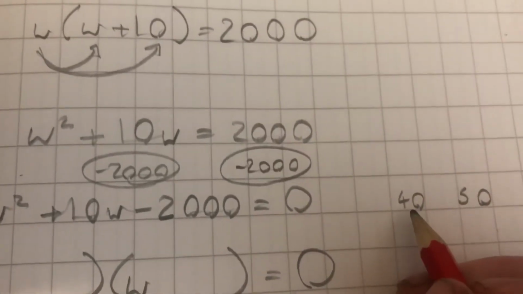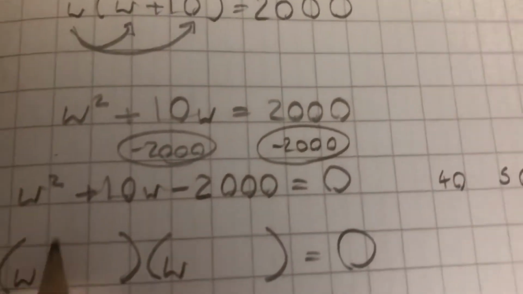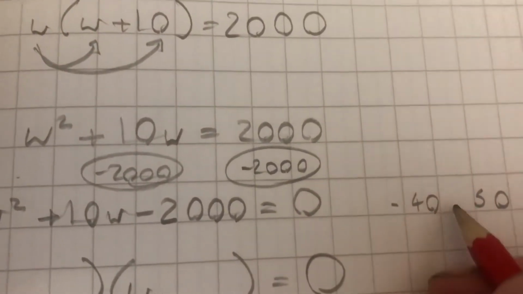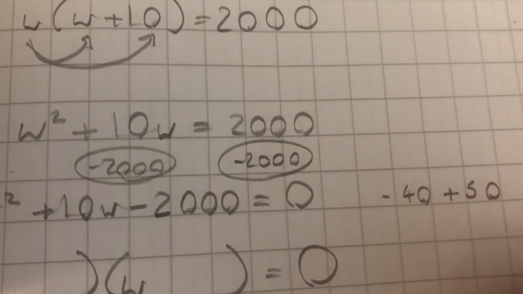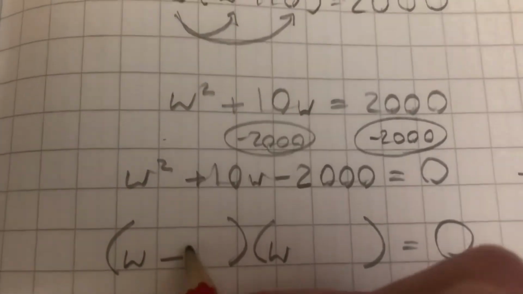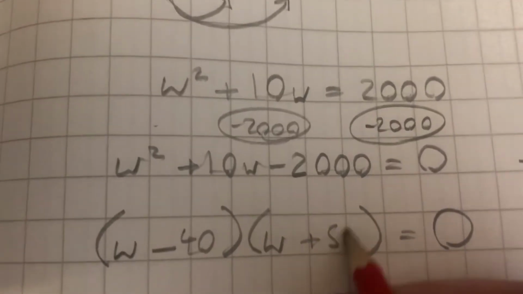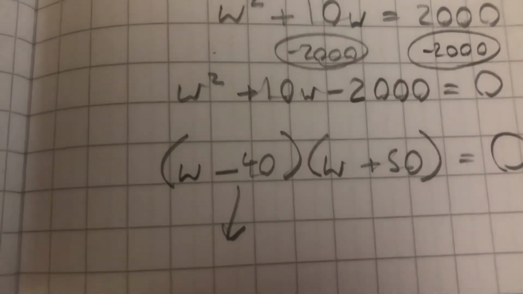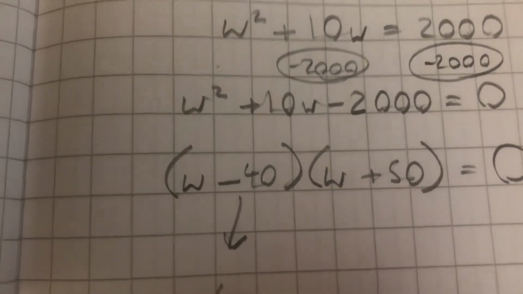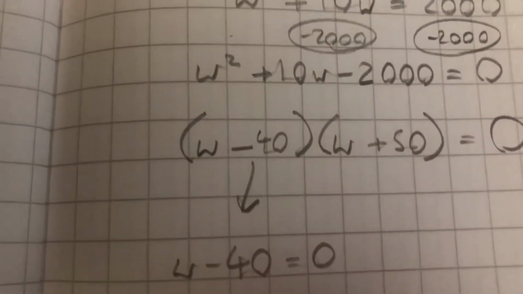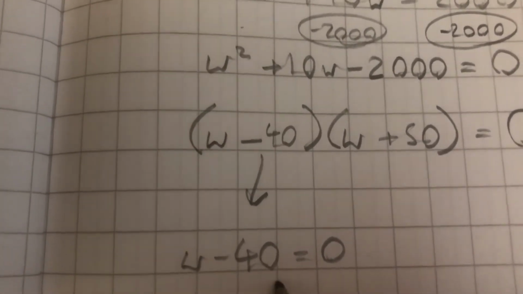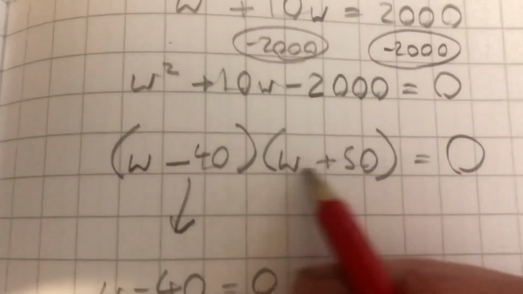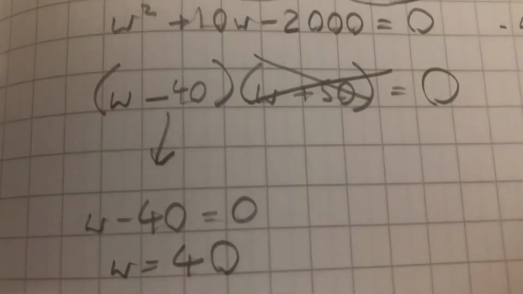So it's going to be some combination of 40 and 50, because that will give me a sum of 10. I just have to decide which is positive and which is negative. Well, it's going to be minus 40 plus 50, because minus 40 plus 50 is positive 10. So minus 40 plus 50. Again, I make each bracket equal to 0, but I can rule out the negative value because we can't have a negative length. So W minus 40 equals 0, so therefore W is going to be equal to 40. Now this will give me W is minus 50, so that value is going to be totally irrelevant.